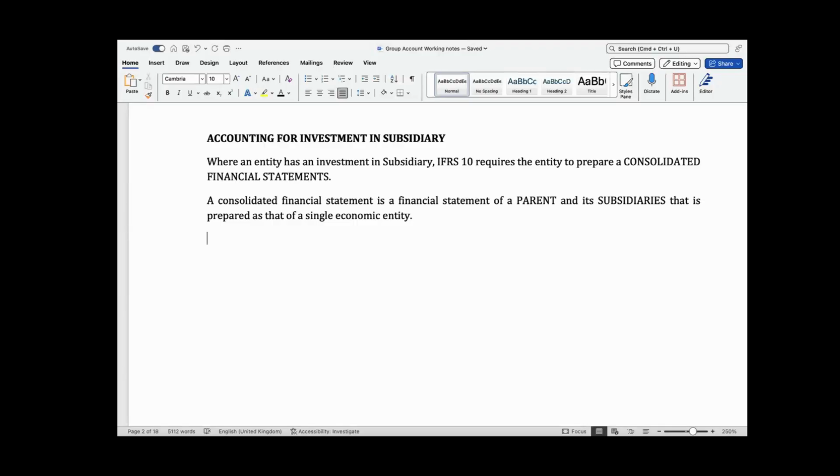Now, before we go ahead to prepare these consolidated financial statements, there are certain points, certain keynotes that the parents usually take into consideration. And the very first of it is what we call potential voting rights, PVR. So these potential voting rights are instruments that can become ordinary shares or equity in a future period.